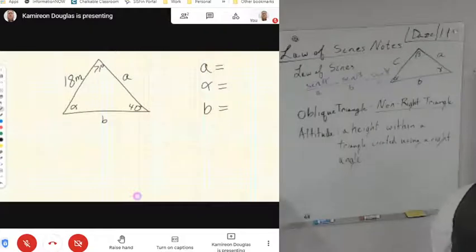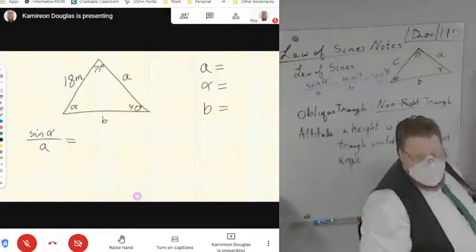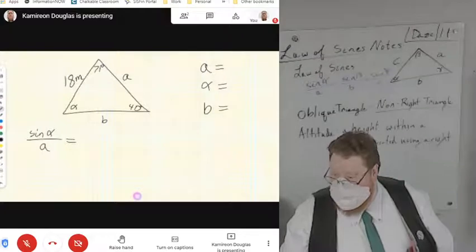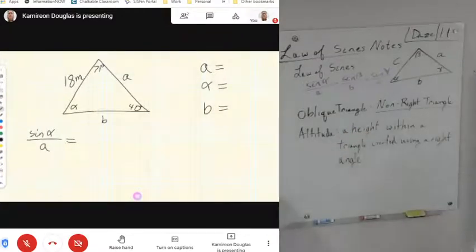So my setup would be, here's my 3-part law of sines, and I'd only use any 2 of these. Sine of alpha over A. This is the worst place to start because I have 2 unknowns. So either I use the triangle angle sum theorem to find the missing angle, or skip it until I can find a missing side. I have sine of 40 over 18. I have sine of 71 over B. These would be my 3 parts.